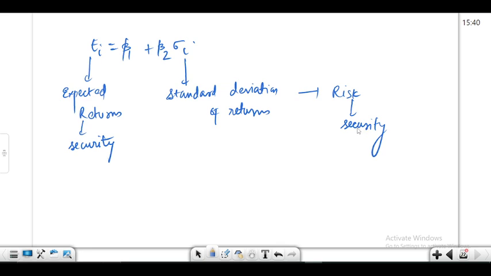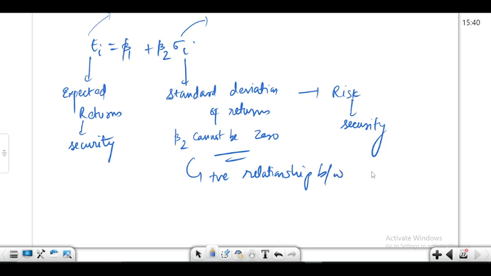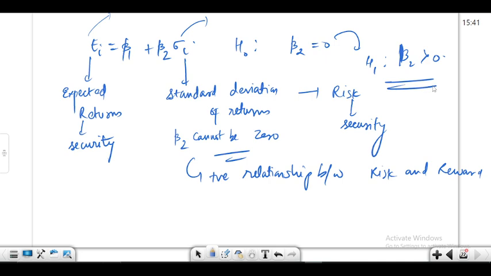So by intuition I know that the higher this value, the higher the risk, the higher the return. So I know that my beta 2 cannot be 0, because there is a positive relationship between risk and reward. So if I take the null hypothesis which says that beta 2 is equal to 0, H naught, automatically my alternative hypothesis becomes that beta 2 is greater than 0, and I'll try to reject this null hypothesis with the given evidence, because I know by intuition that this is true.